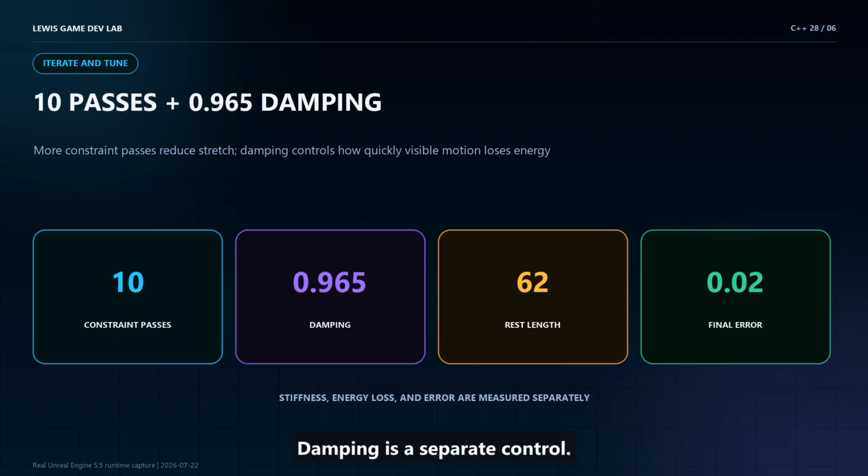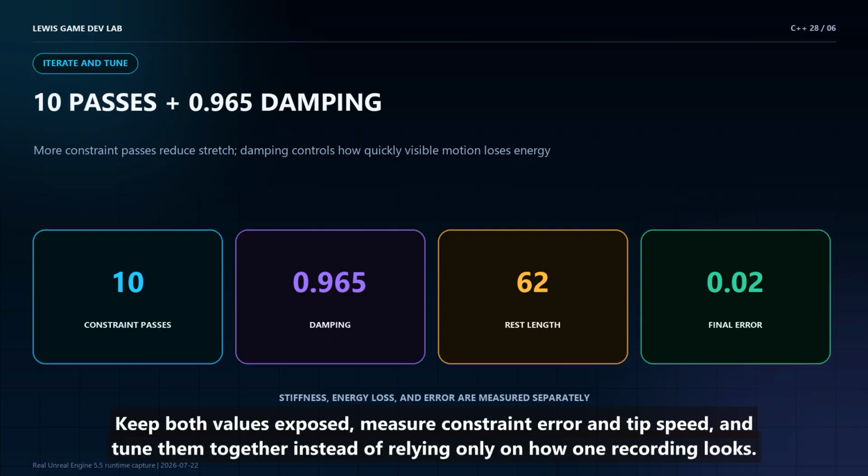Damping is a separate control. A value near 1 preserves motion, a lower value settles faster. Keep both values exposed, measure constraint error and tip speed, and tune them together instead of relying only on how one recording looks.